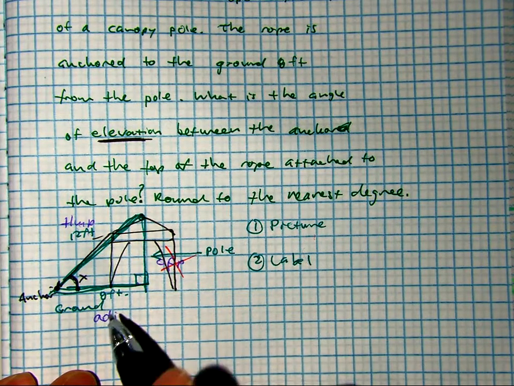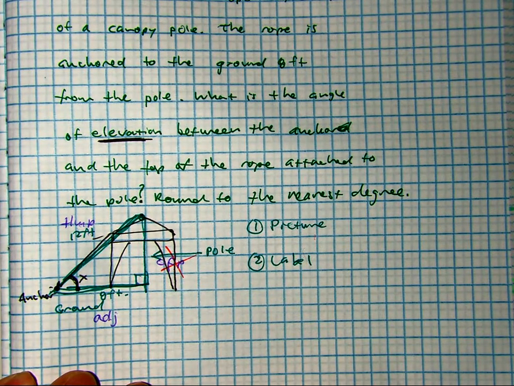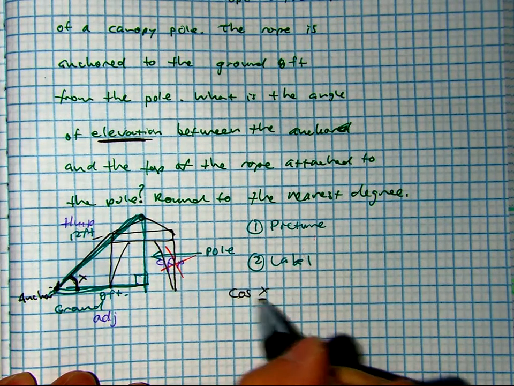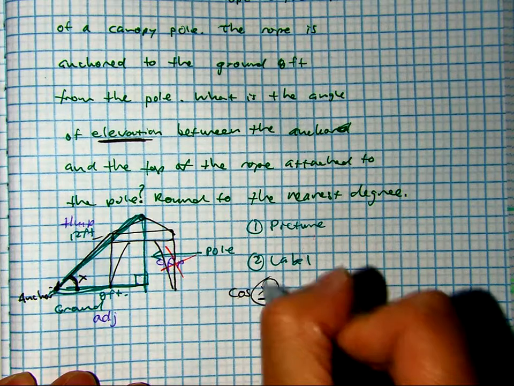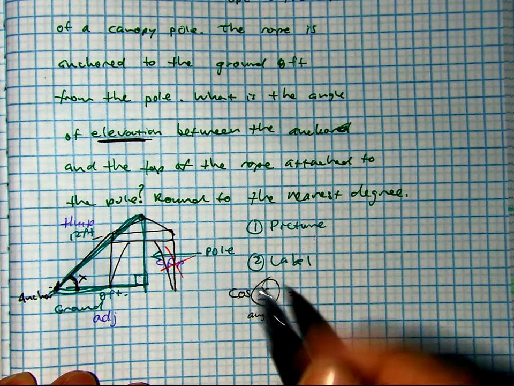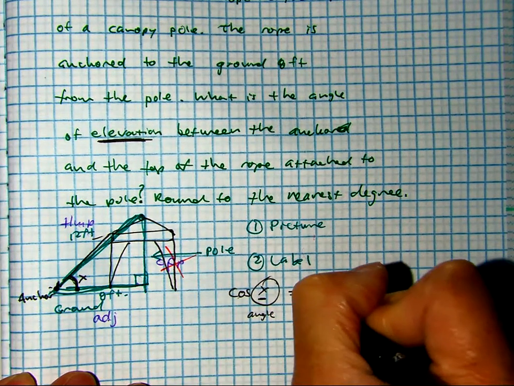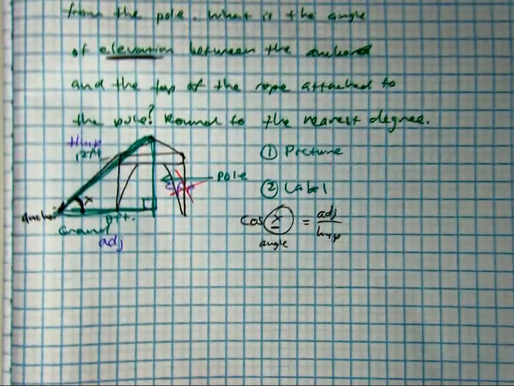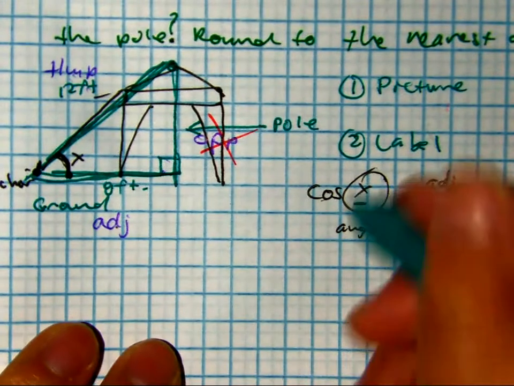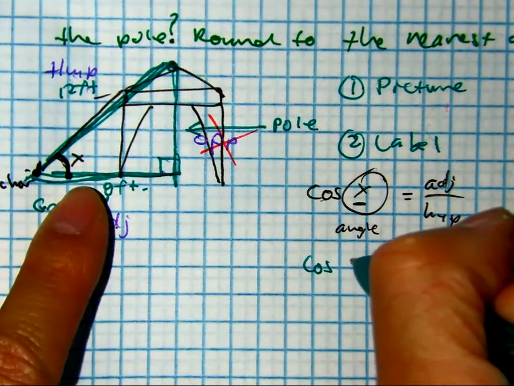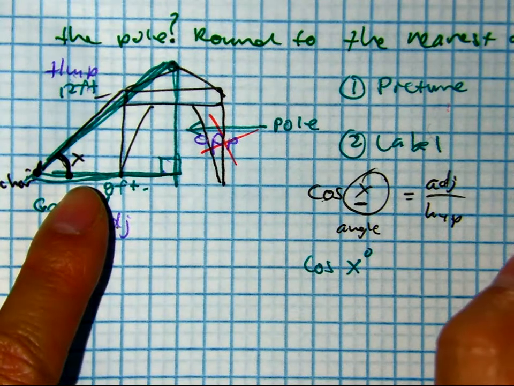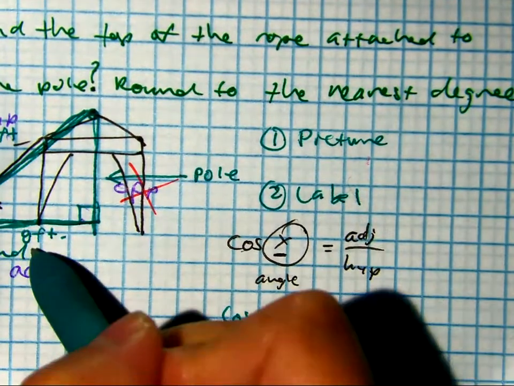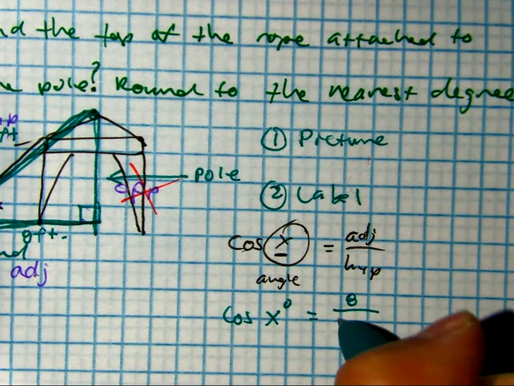We have the adjacent and the hypotenuse, so that gives us cosine. Cosine of the angle. You're always putting an angle right next to the trig function. Write that. Angle, always, equals the adjacent over the hypotenuse. And then you're just doing your substitution. Cosine of an angle which we don't know, measured in degrees, because it says degrees above. And then the adjacent is the 8, and the hypotenuse is 12 feet.